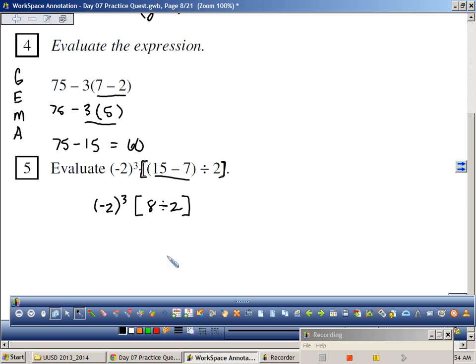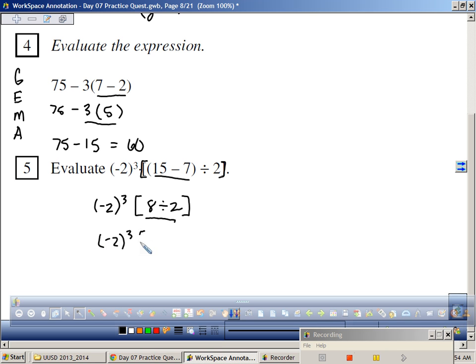What is my next step? Still inside that? Continue in with my grouping symbols. So -2 cubed times 4. Decided I was going to make 2 different types of grouping symbols there. 4. Now what? Let's do that. Let's evaluate that cube.